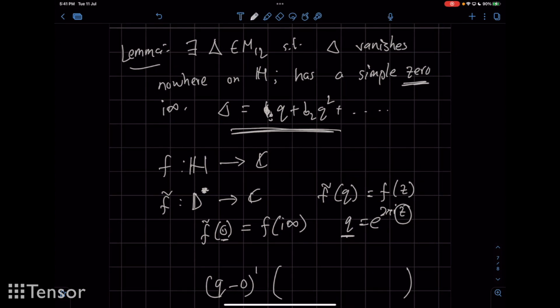But why is this lemma important? This lemma is important because 12 is the minimum weight for which this is true.